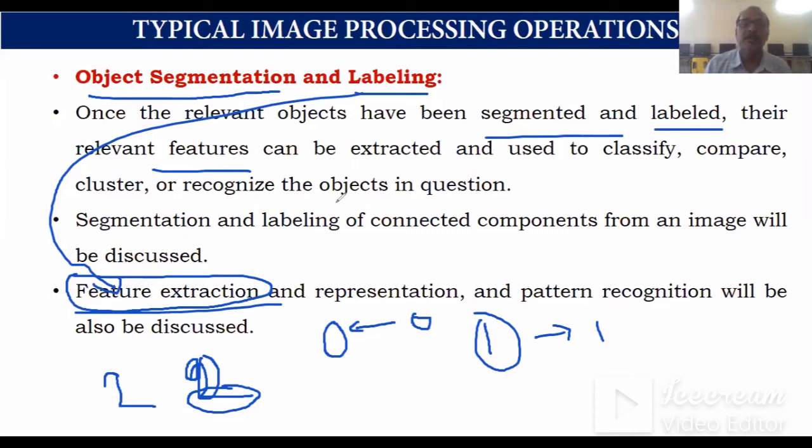So these are a number of different techniques which are used. In object segmentation and labeling, first the object will be identified, and then as the second technique we have to extract the feature, and based on that feature we can give the label. So these are the basic operations which we have to discuss. Okay, so understand these features. These are the important operations.